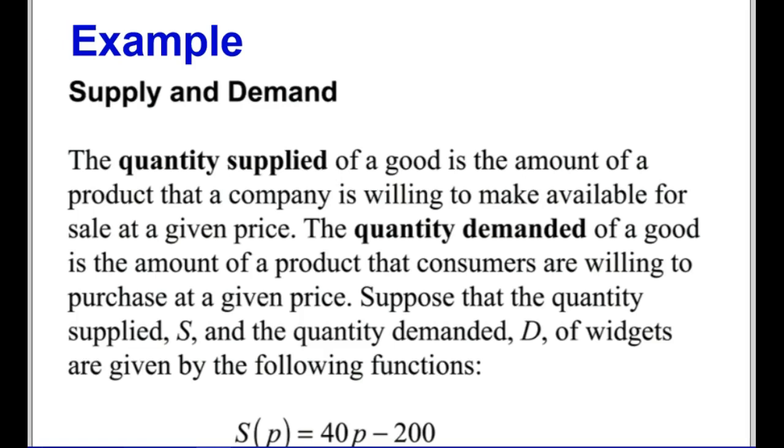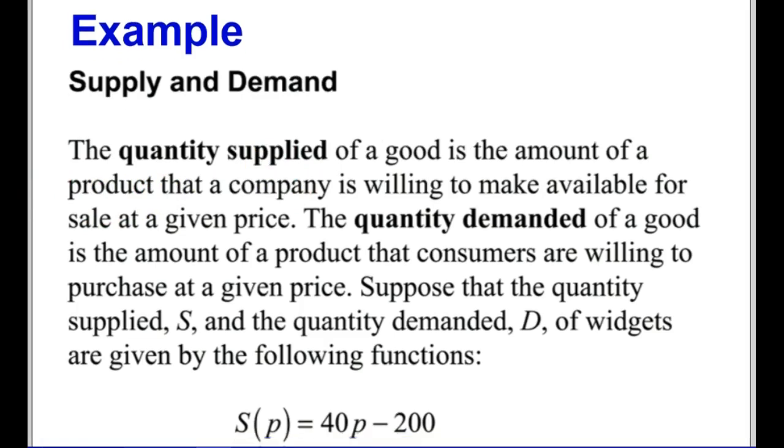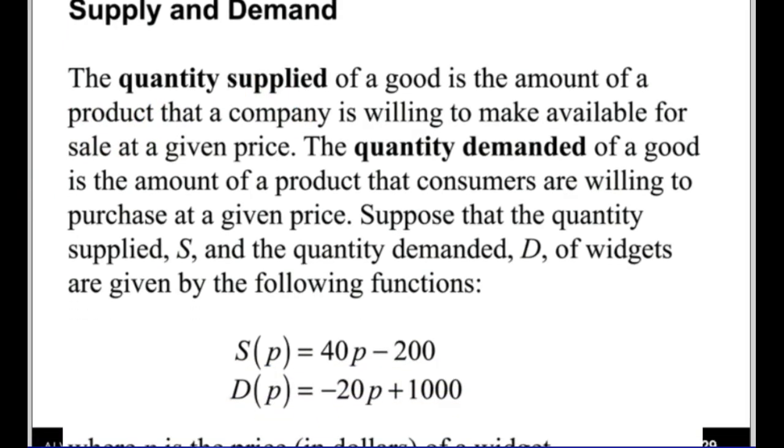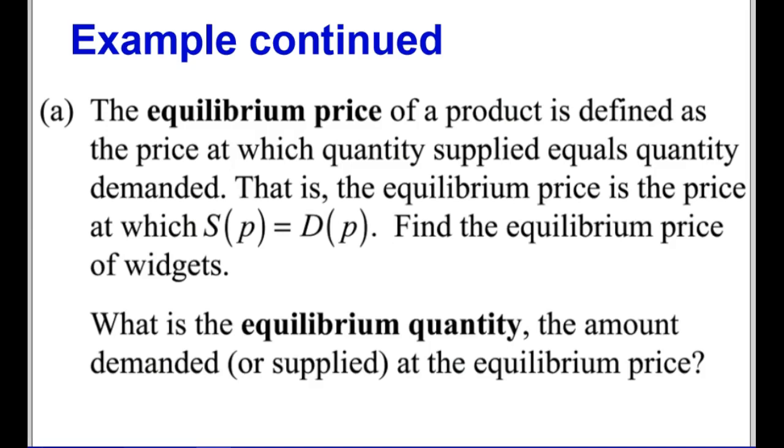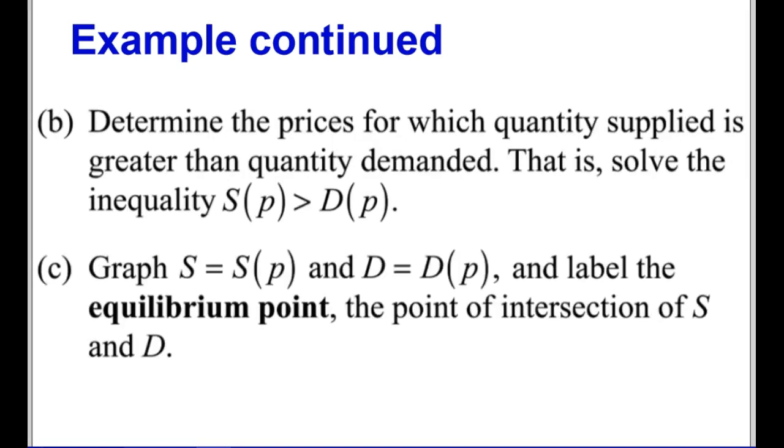Okay. So we can also look at some supply and demand here. The quantity supplied is the amount of product that the company makes. The demand is how much people want. So here we're going to talk about this company making some widgets. And here's their supply and demand. So supply is 40p minus 200. Demand is negative 20p plus 1,000. So P is going to be that price in dollars. Okay? So now I want to find the equilibrium price and the equilibrium quantity. When we're looking at equilibrium, that means that the two things are equal to each other. Okay? So we're going to try and find the intersection of those 2 points.